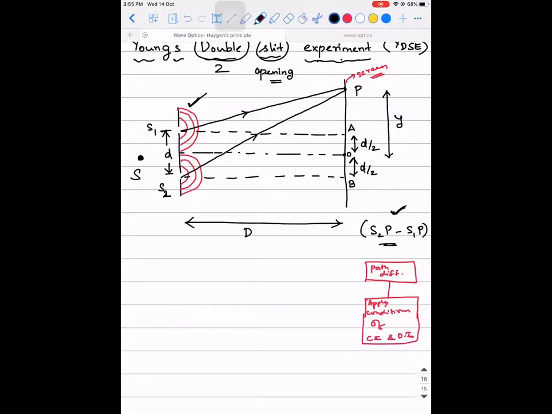I'm starting. I've considered all the required points on the diagram. I hope everybody has drawn it. I would suggest you simultaneously write it along with me. Have you all drawn the diagram? Yes, sir. Now, OP is y. What is AP, guys?